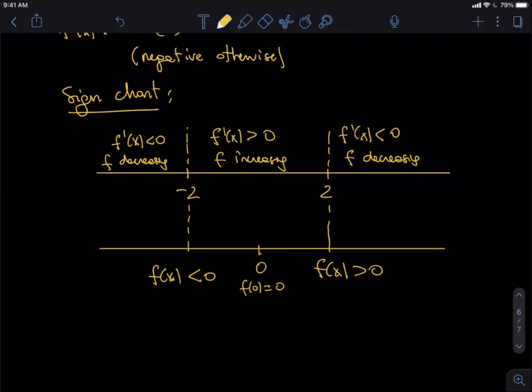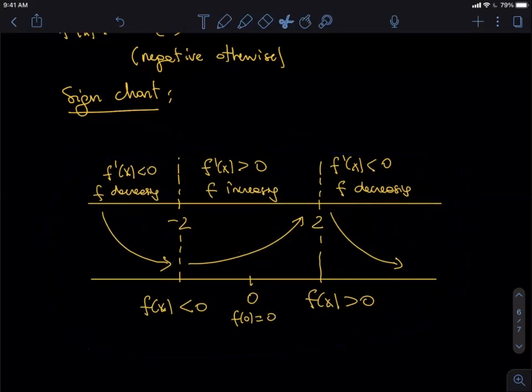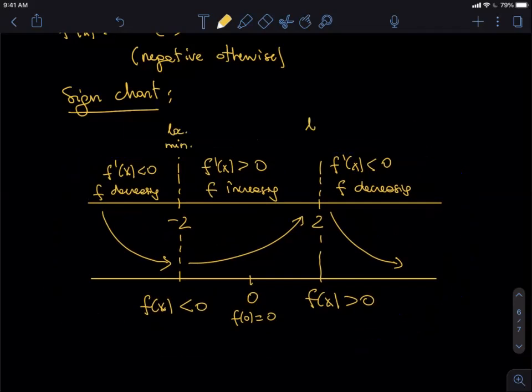So what do we have here? We have a function that is decreasing. And then it's increasing all the way from -2 to 2. And then it's decreasing again. So we have the point -2 that is going to be a local minimum, and the point 2, which is going to be a local maximum.